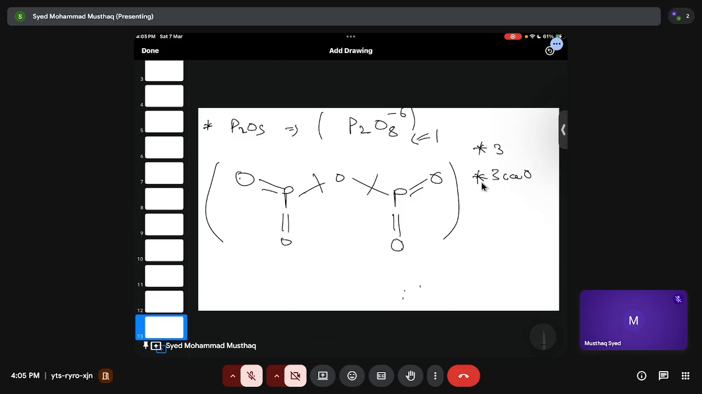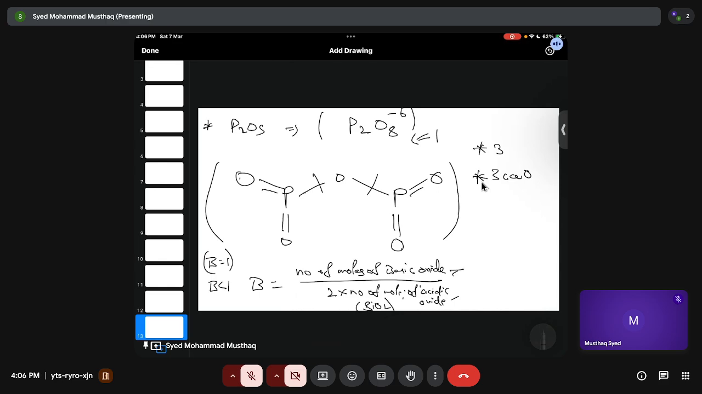So basicity can be defined as the number of moles of basic oxide. Let's say if my slag only contains SiO2 and CaO, then it will be the number of moles of CaO divided by 2 times the number of moles of acidic oxide, or the number of moles of silica. If my B is 1, then it is neutral. If my B is less than 1, then it is acidic, which means the acidic oxide is greater. If B is greater than 1, it is basic, meaning the basic oxide is greater.